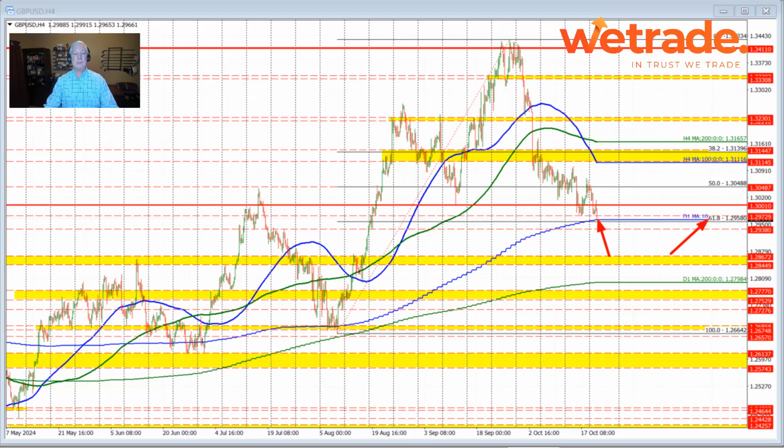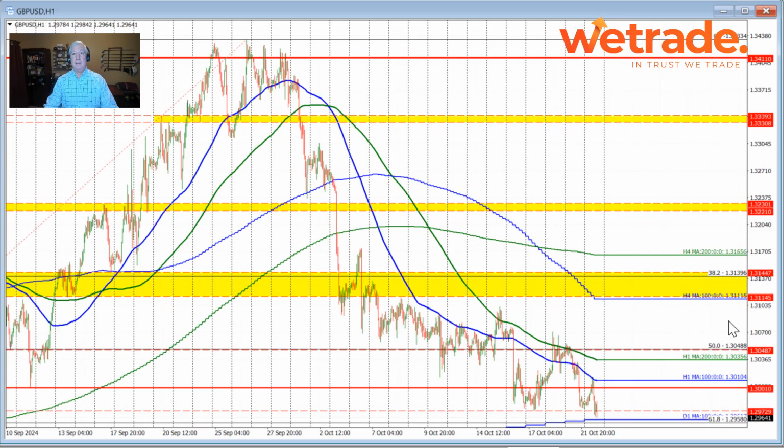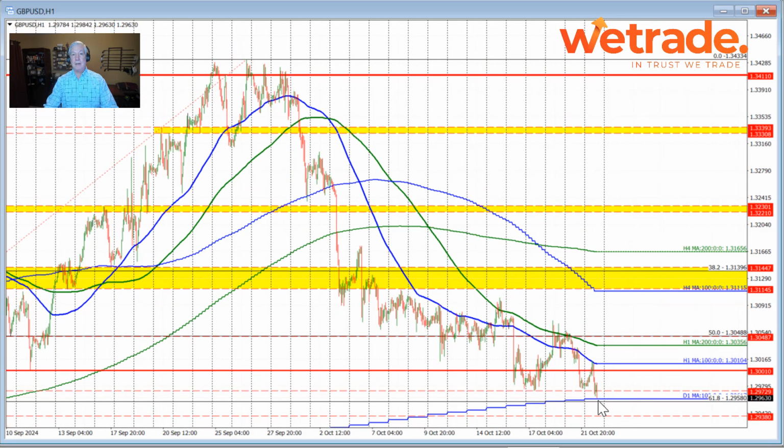You can see that closer if we take a look at the hourly chart. So I'm going to go to the hourly chart, and here is the 100-day moving average, and you can see we're right just at that level right now, right just ahead of the 61.8% retracement. If we break below both those levels, it opens the door for further downside.